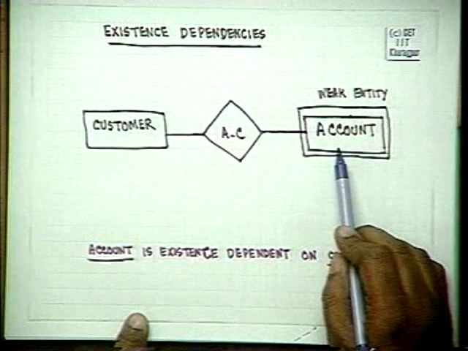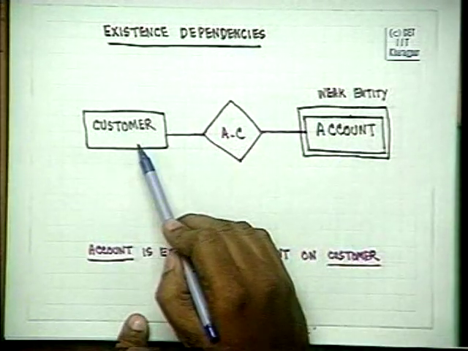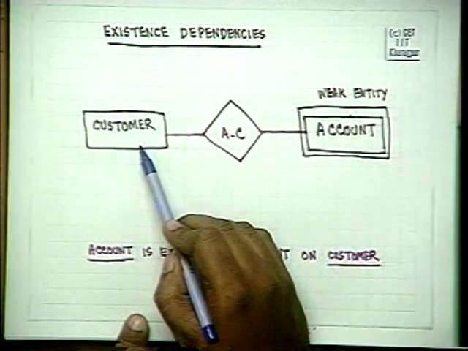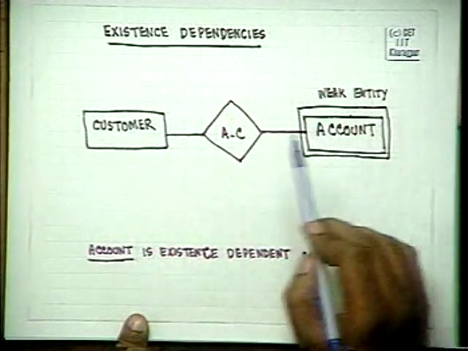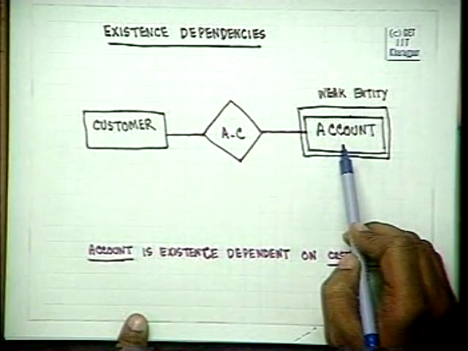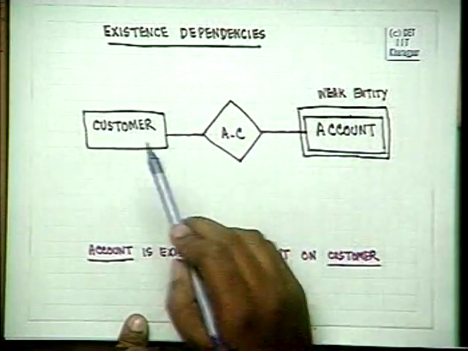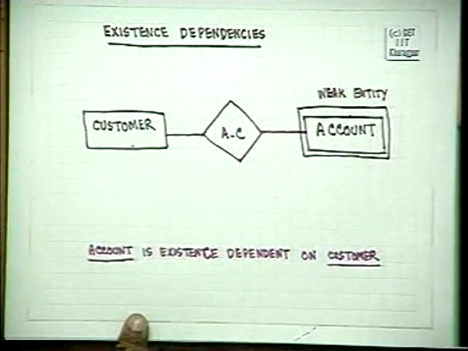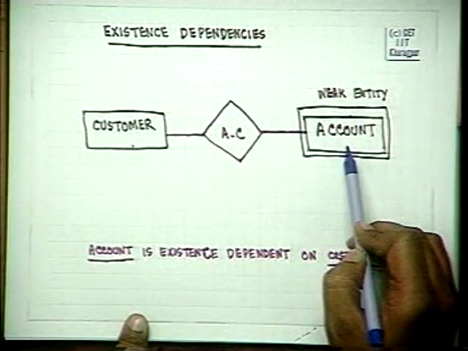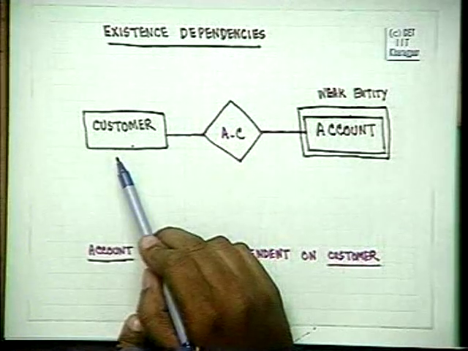Now, how do we identify? An entity set which is a strong entity set is defined by its set of attributes. How is a weak entity set defined? It is defined by its set of attributes and the primary key of the strong entity.